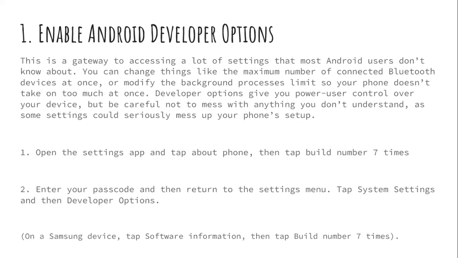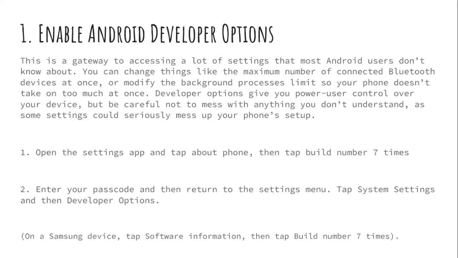Enable Android developer options. This is a gateway to accessing a lot of settings that most Android users don't know about. You can change things like the maximum number of connected Bluetooth devices at once, or modify the background process limit so your phone doesn't take on too much at once. Developer options give you power user control over your device, but be careful not to mess with anything you don't understand, as some settings could seriously mess up your phone system setup.